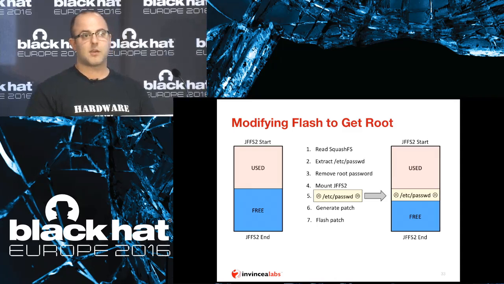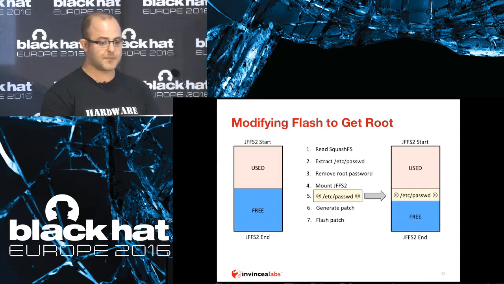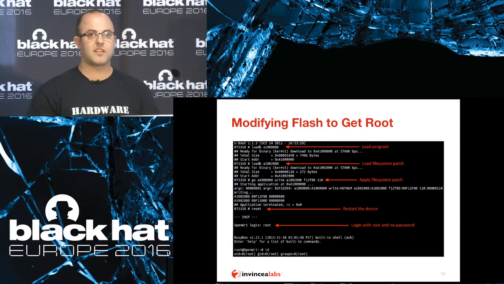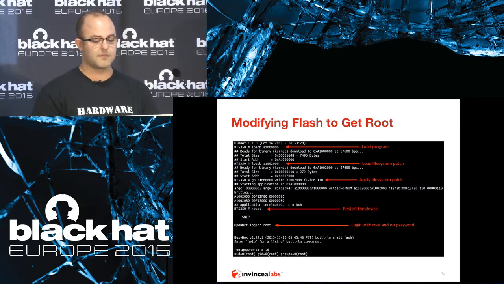So we mounted that up, copied in the new etc password file, unmounted it, generated the patch, which was just a binary diff between the original JFFS2 chunk and the modified one, and then we shipped that patch up to the device and flashed it using our application. You can see that process here at the top. We load our program, we load the patch, we use the program to apply the patch, and just some informative stuff in there. We reboot the system, snip out all the boot logs because those are unnecessary, type root, and now we're in as root, no password required.